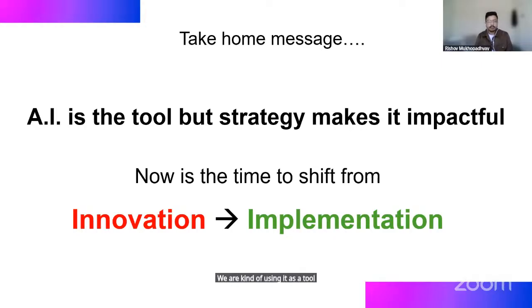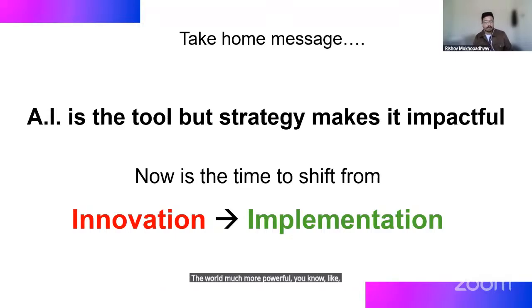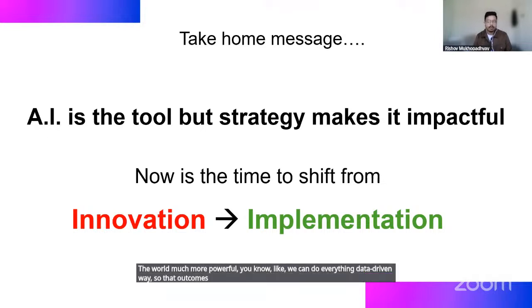So innovation is there, AI is the innovation, but we have to see how we can implement this and adopt it in our existing systems, so that we can power the existing system and make the world much more powerful. We can do everything in a data-driven way, so that outcomes are more predicted and more in control. So we have the innovation.